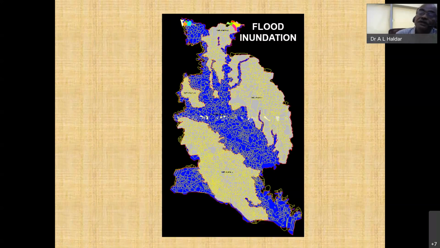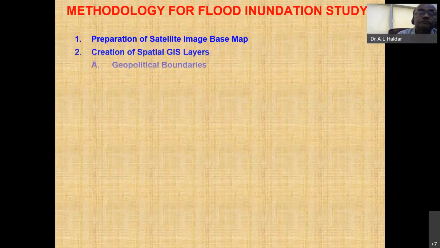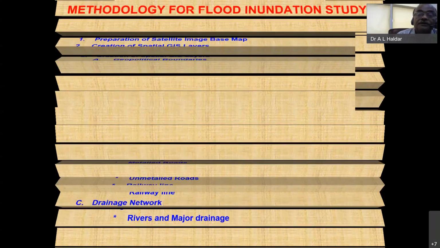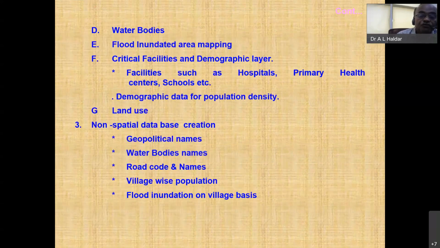This was the village boundary of Maharajganj and Gorakhpur district. So how many villages were inundated, you can count. That was due to the facility of GIS. So I'm not going into this. These are the things needed to prepare the database for the flood so that we can manage all the things during the flood.